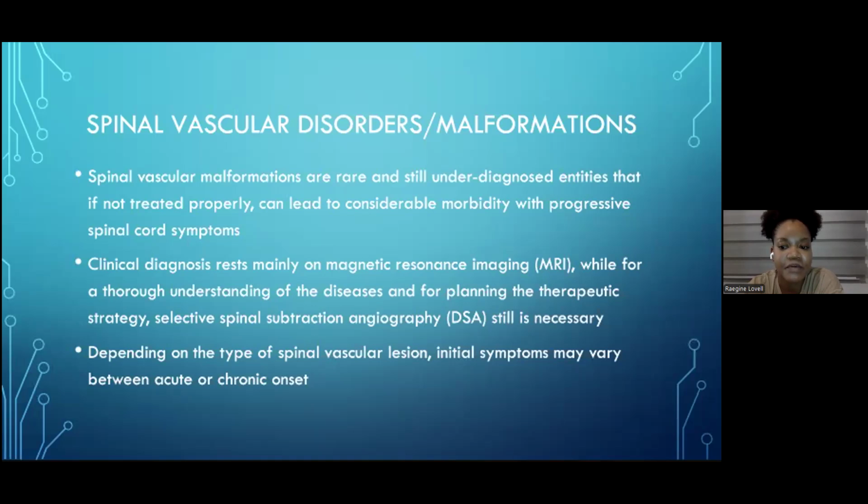Depending on the type of spinal vascular lesion, initial symptoms may vary between acute or chronic. Pathophysiologic mechanisms include intramedullary or subarachnoid hemorrhages or subacute venous congestion, which leads to progressive myelopathy. Some of them have a space-occupying nature and circulatory steal phenomena, which could also add to the pathophysiologic mechanisms.